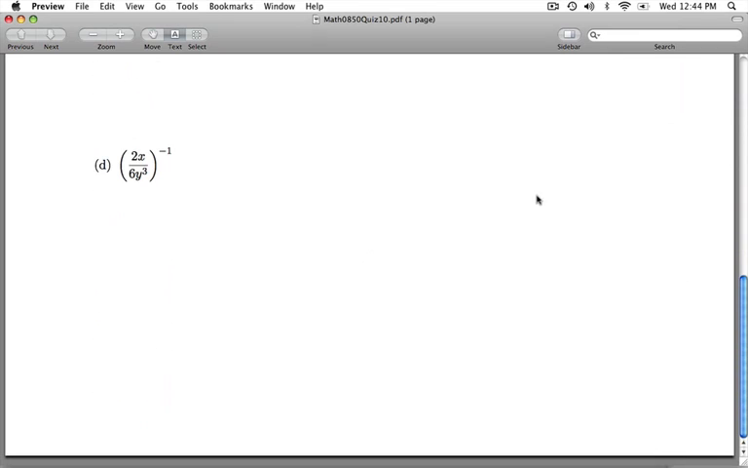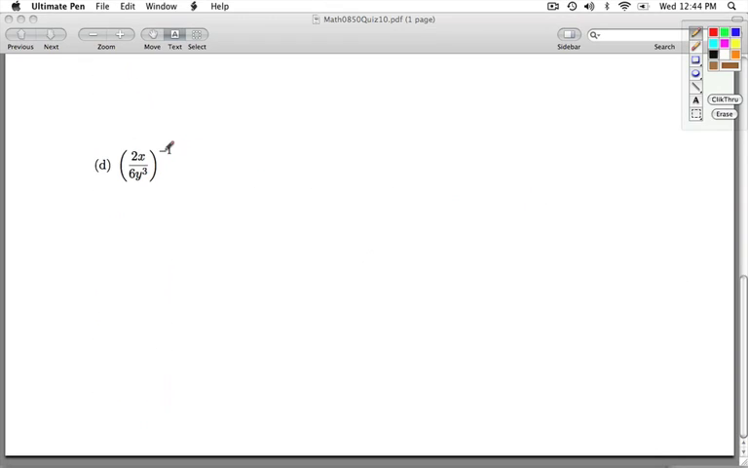And finally, part D, we have a negative 1 exponent. That negative 1 exponent is going to flip the fraction. So this is going to be 6y cubed divided by 2x. And the only simplification we can do here is with these coefficients. And I get 3y cubed over x.